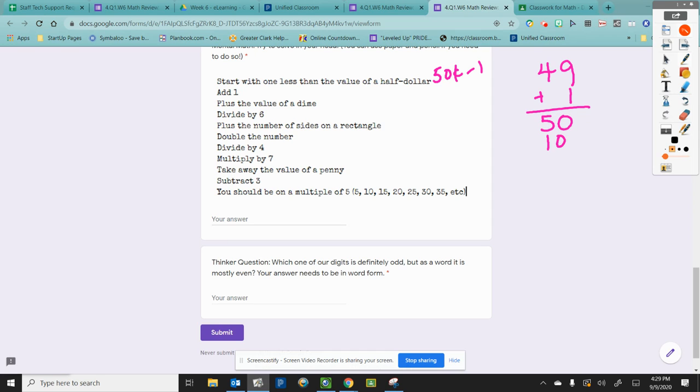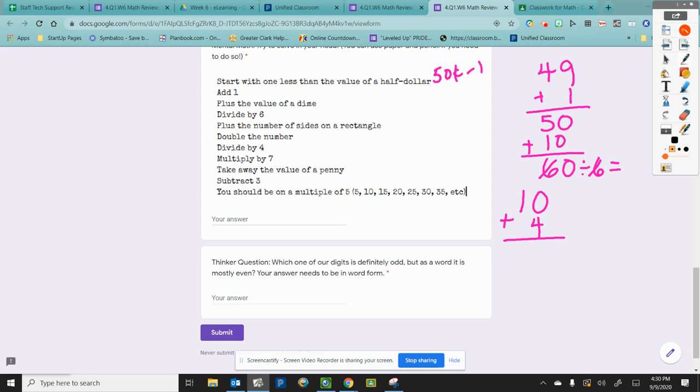Then I have to divide by 6. And I know that 6 divided by 6 is 1. And then I just carry down that 0. So I have 10. And that's going to be a skill we're going to work a little bit more on in the upcoming days. Then I have to add the value of a rectangle. So there's the sides on a rectangle. There are 4 sides, so then I come up with the 14.